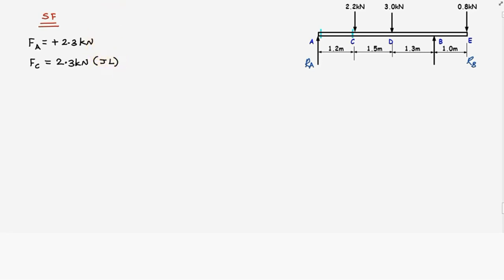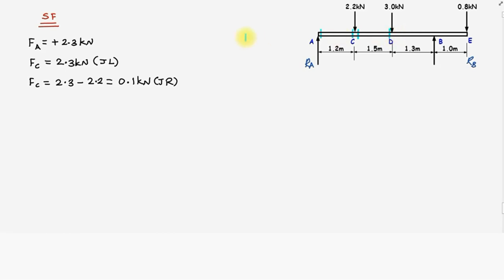Now, coming to the just right. Just right of C, that means our section is here somewhere else. The shear force at the point C, FC, is equal to 2.3 kilonewtons minus 2.2 kilonewtons. On calculation, we find that this is 0.1 kilonewton. This is just right of C. Now, let us move our section to the point D. That is just left of D. This is our section now.